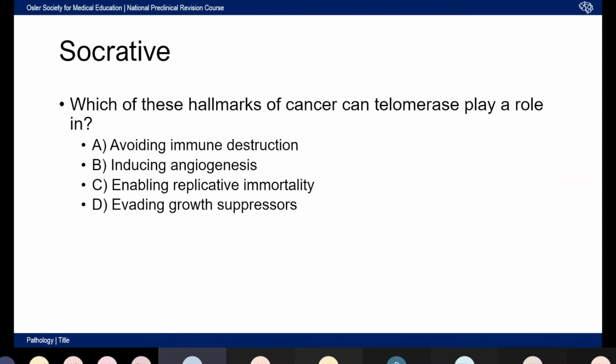So a couple more questions. So I don't think I moved on yet. So yeah, which of these hallmarks of cancer can telomerase play a role in? Yeah, excellent. Yeah, so it means cells can continue dividing.